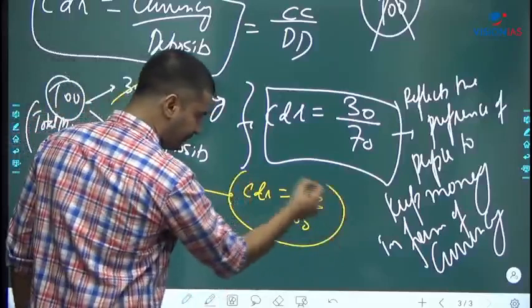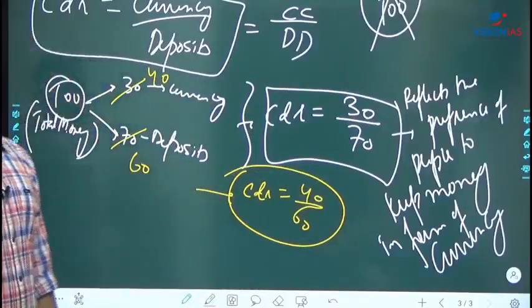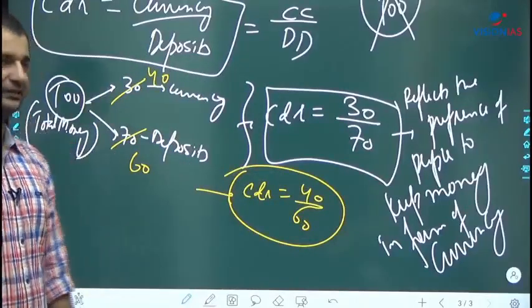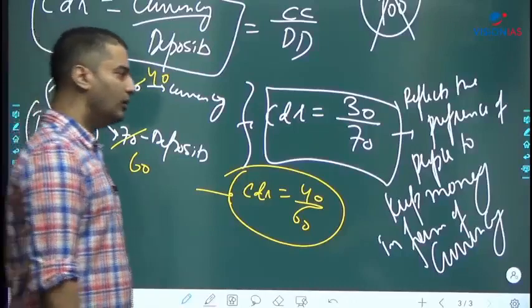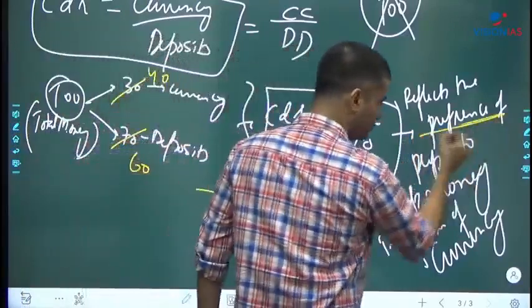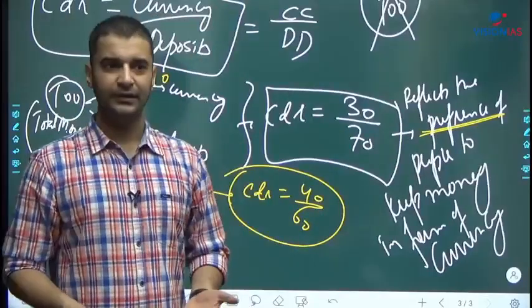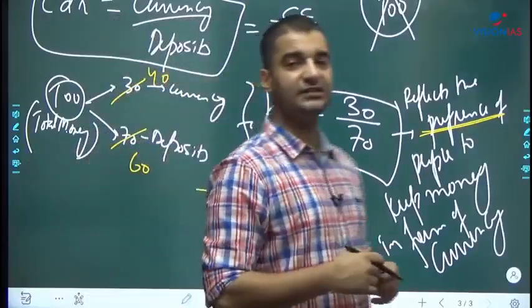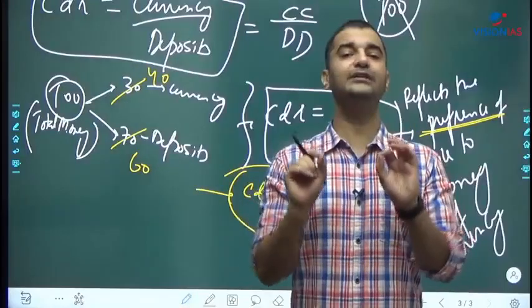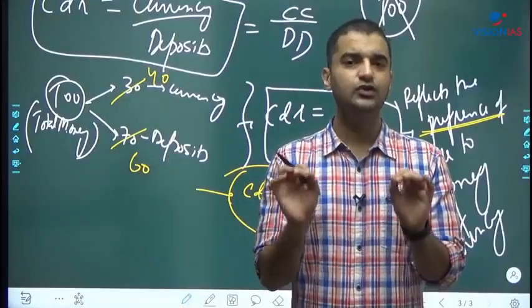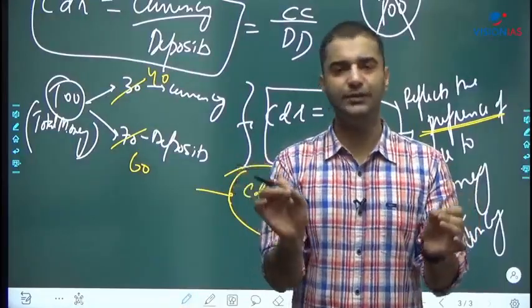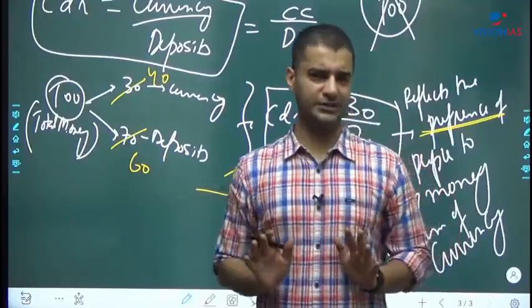Preference of people to keep money in form of currency over deposits. This is what CDR is. Now, when I use the word preference, preference is a behavioral term. It is how an individual chooses the best way to keep money in currency or deposits.